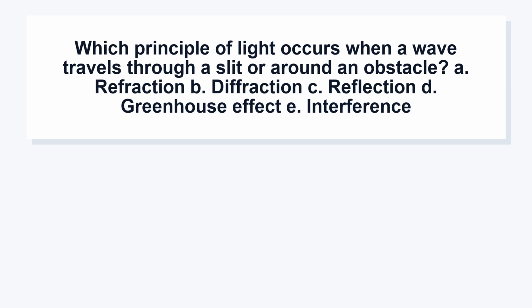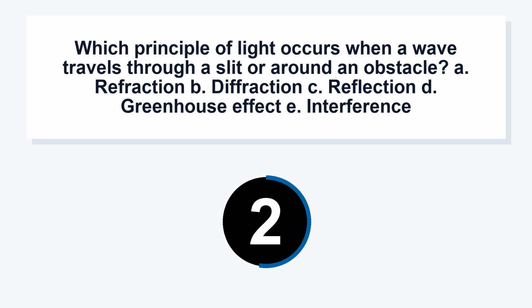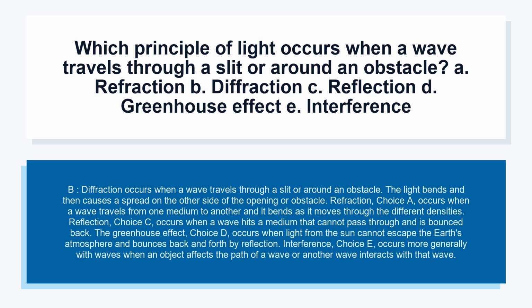Which principle of light occurs when a wave travels through a slit or around an obstacle? A. Refraction; B. Diffraction; C. Reflection; D. Greenhouse effect; E. Interference. B. Diffraction occurs when a wave travels through a slit or around an obstacle. The light bends and then causes a spread on the other side of the opening or obstacle.